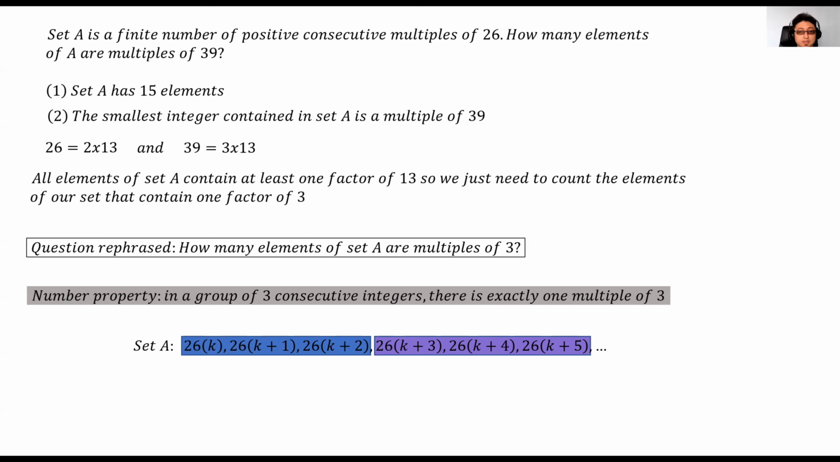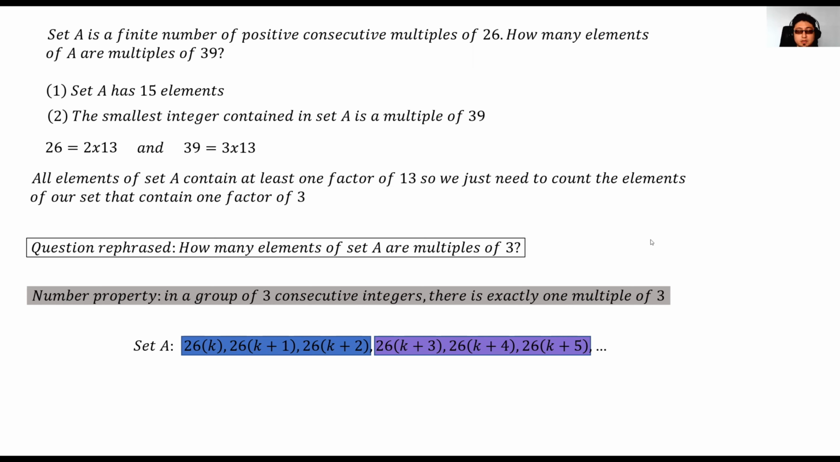But the problem with statement number 2 is that it doesn't tell you the total number of elements in our set. So we will not be able to determine how many groups of 3 elements we have in total. Consequently, the number of multiples of 39 is uncertain. Then the conclusion for statement number 2 is that it is not sufficient.